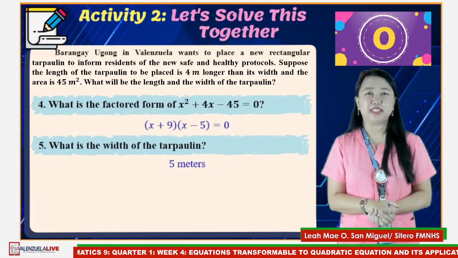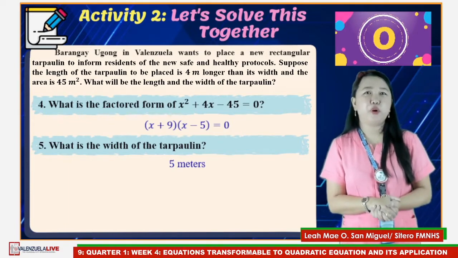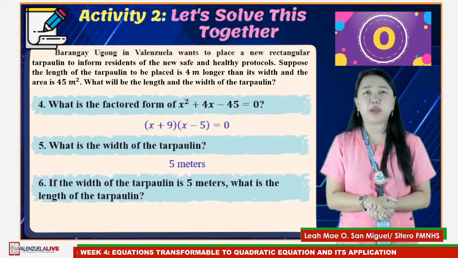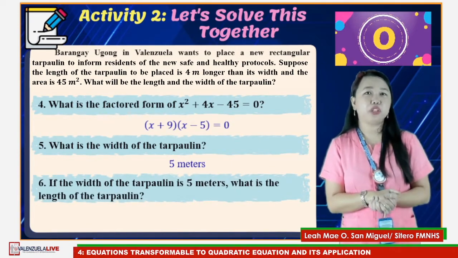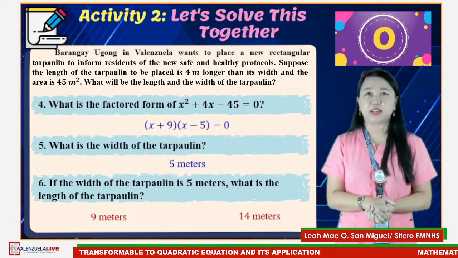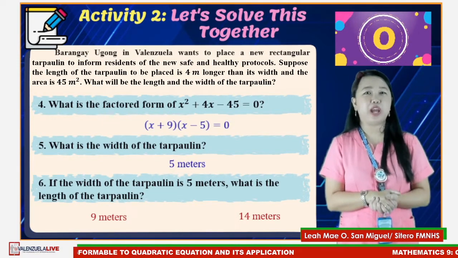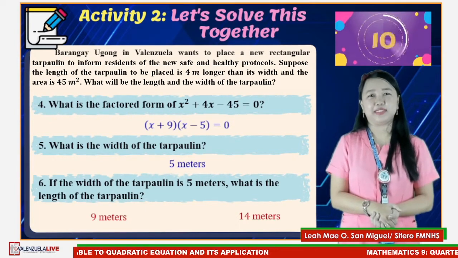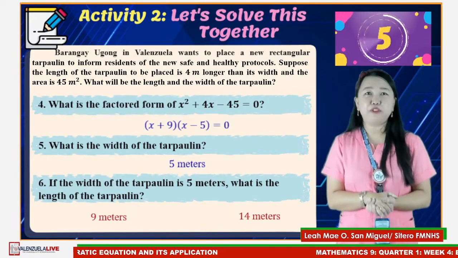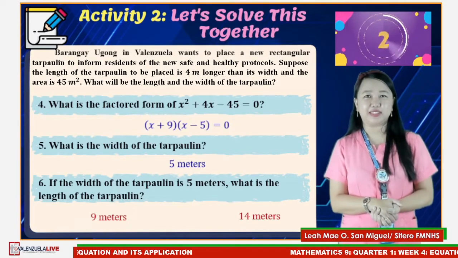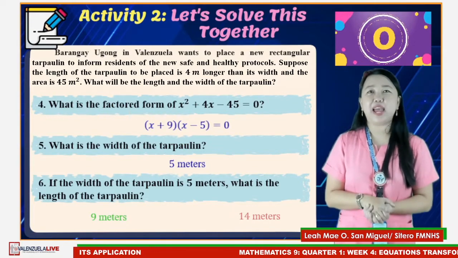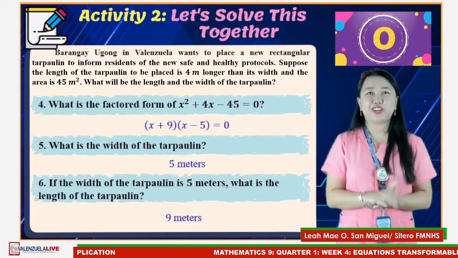Very good. The length of the tarpaulin is 4 meters longer than its width. If the width of the tarpaulin is 5 meters, what is the length of the tarpaulin? Is it 9 meters or 14 meters? You have 10 seconds to comment your answer. Go! Just add 5 and 4 to get the answer. Time is up. If you answered 9 meters, then you are correct.